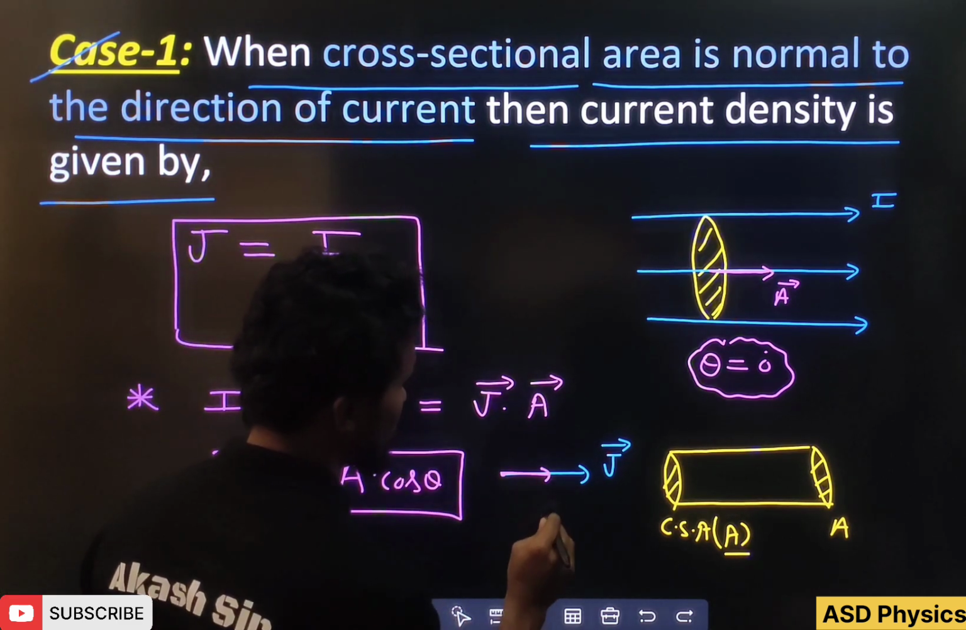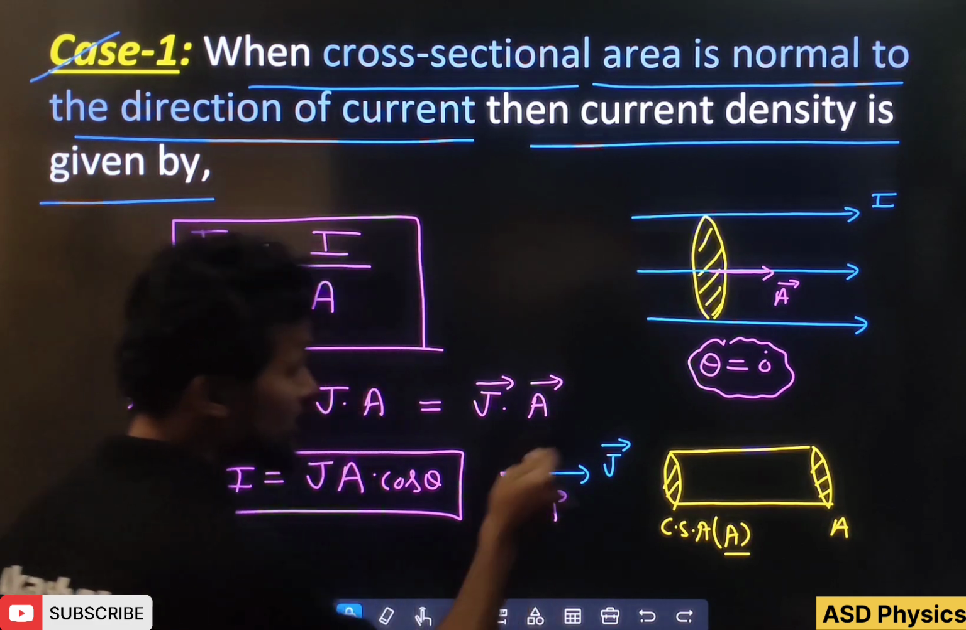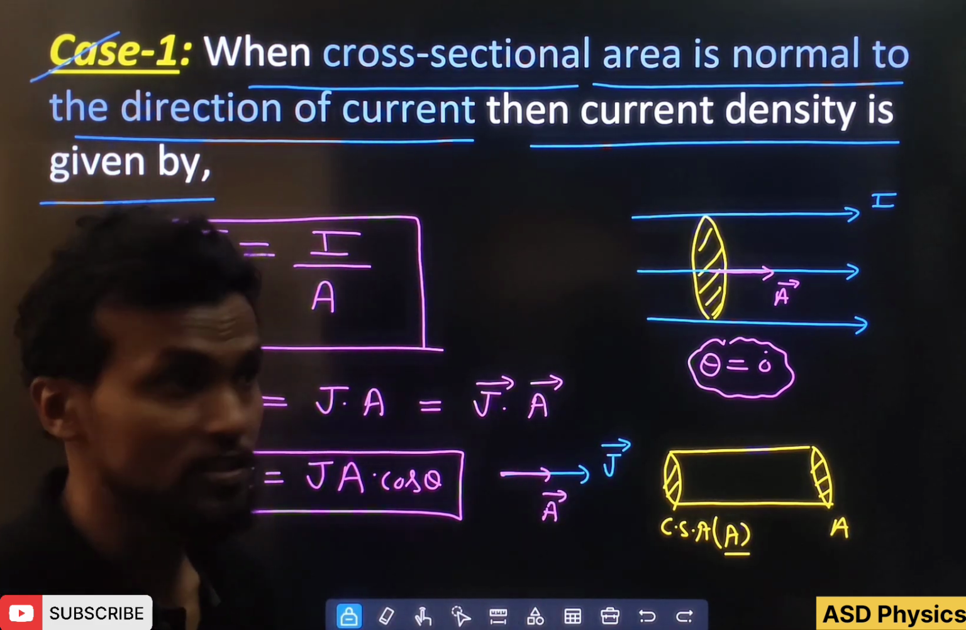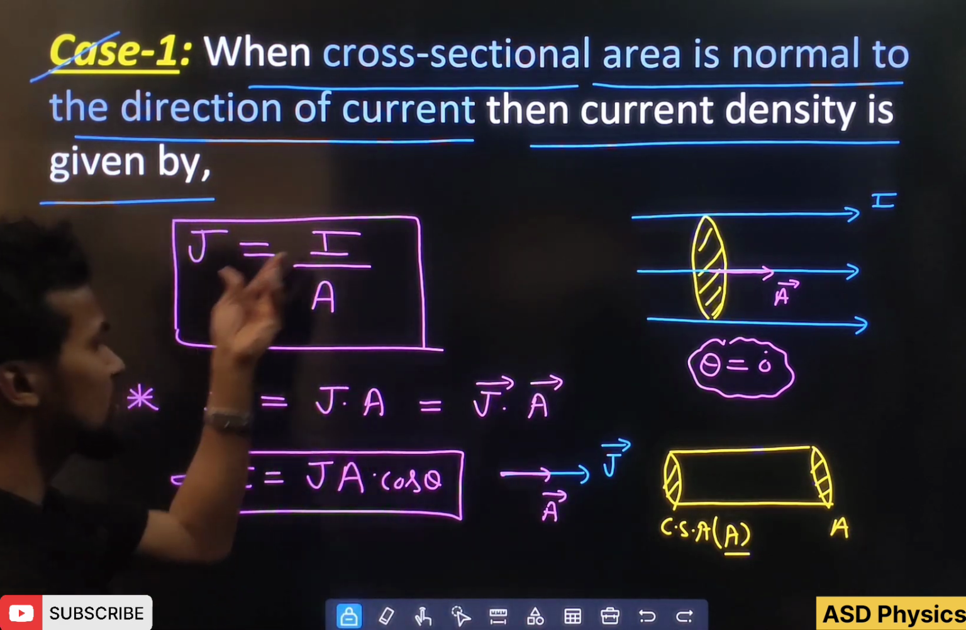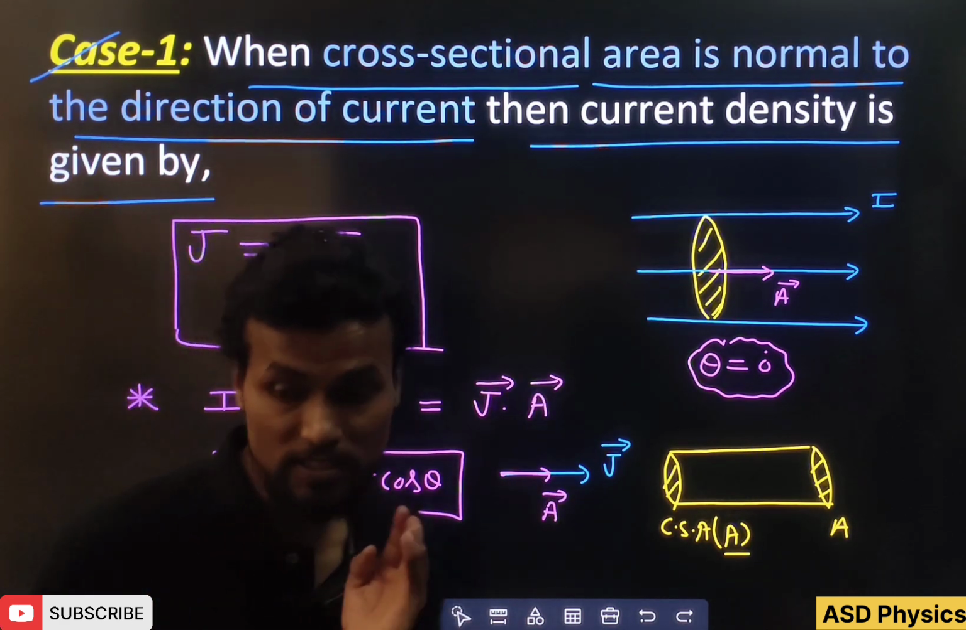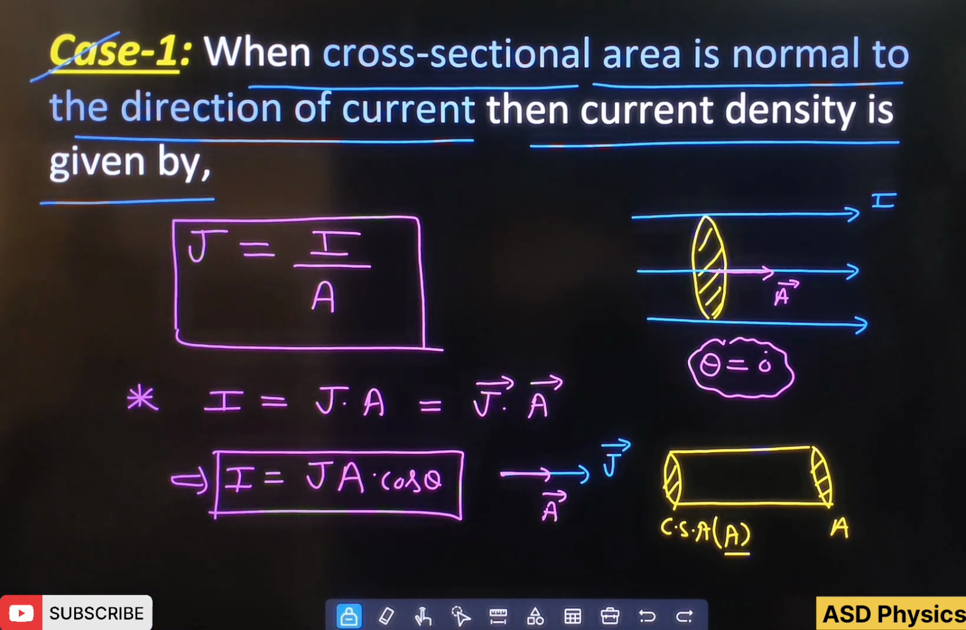This is the area vector. So the area vector is along the direction of the current density. In this situation, theta will be 0 degrees, and we can directly write J equal to I by A. I hope this is very clear. This is a very normal case. If nothing is mentioned, this is what we have to think.